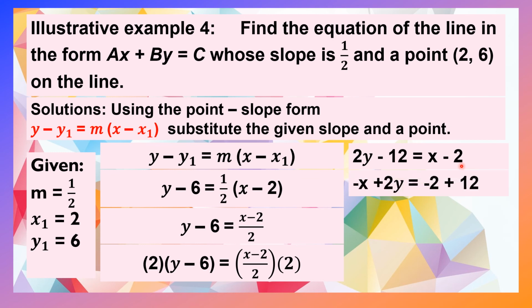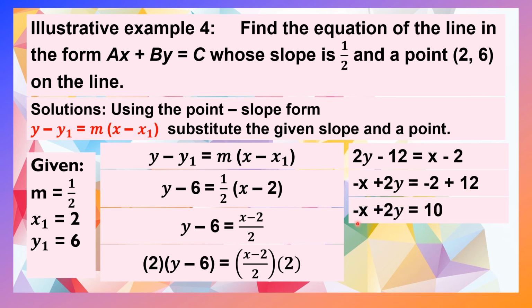So, since yung problem ay sabi niyang isulat natin yung equation into ax plus by equals c, kailangan din nating ilipat yung x dito sa kabilang side. So, yung positive x ay magiging negative x. Then, just copy positive 2y. Yung negative 12 ay kailangan din ilipat sa kabilang side. So, yung negative 12 ay naging positive 12. So, simplifying this, negative 2 plus 12 is equal to positive 10.